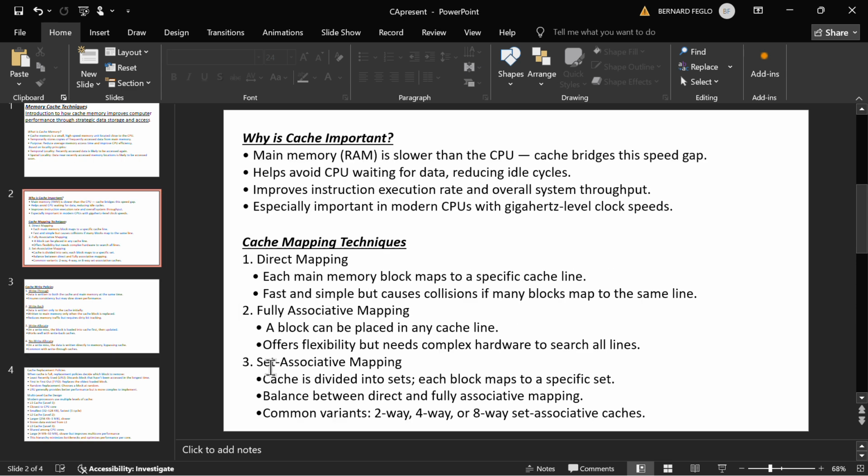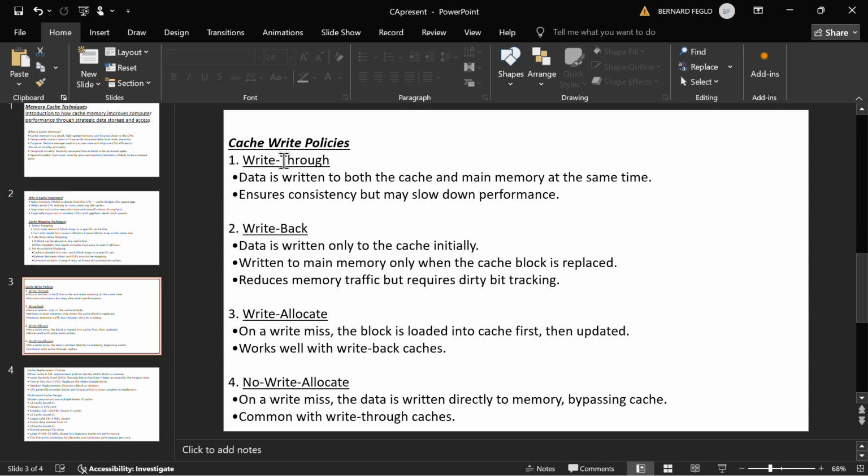And then we have the third one, which is set associative mapping. In set associative mapping, the cache is divided into sets. Each block maps to a specific set. And then we have a balance between direct and fully associative mapping. There are common variants, which are the two-way, the four-way, or the eight-way set associative caches.